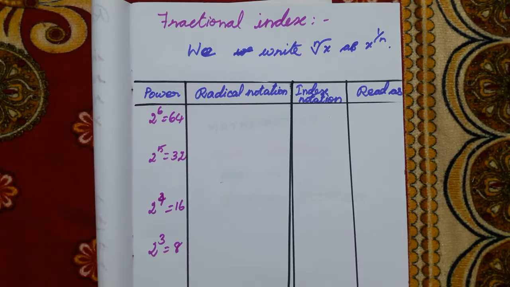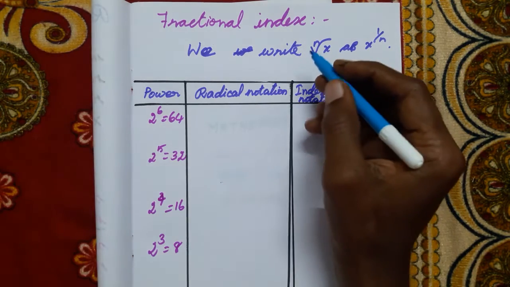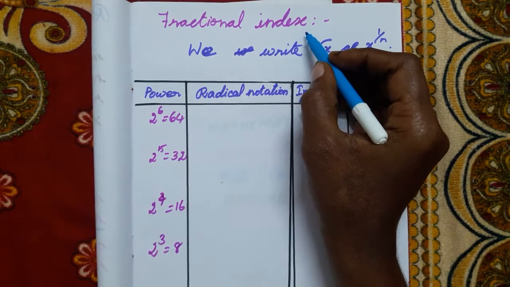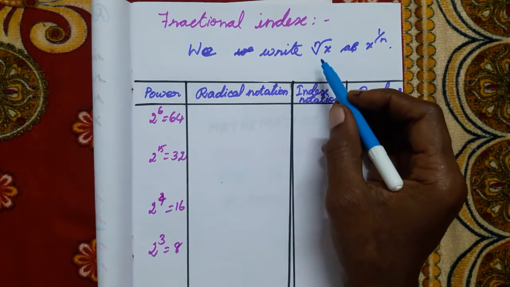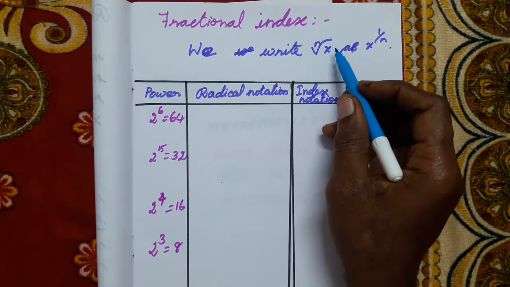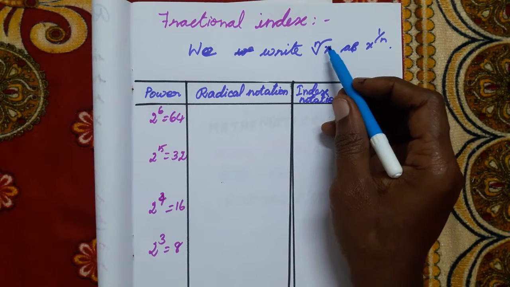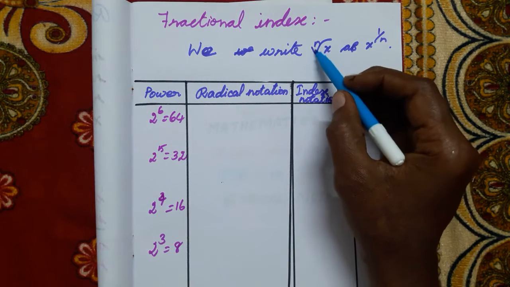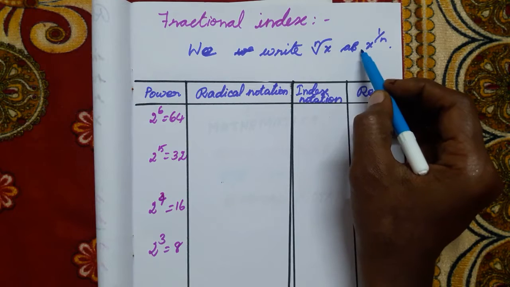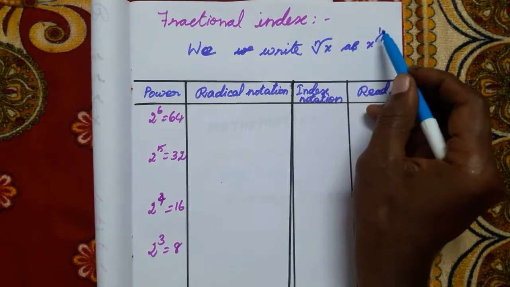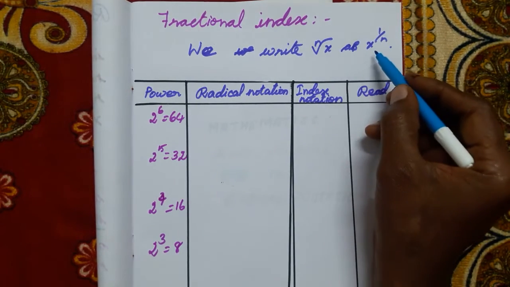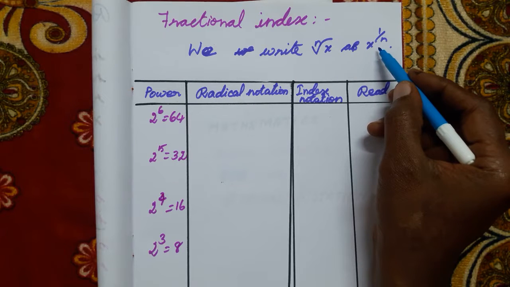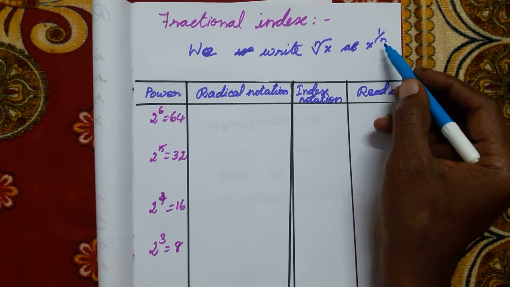Next, fractional index. We have the relationship between radical and fractional index. The nth root of x we can write as x power 1 by n.